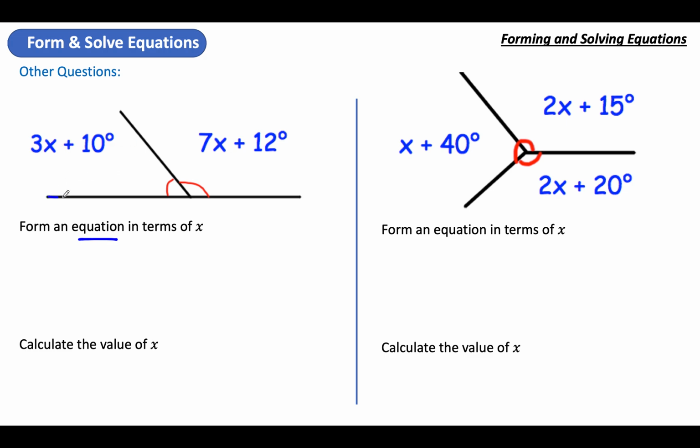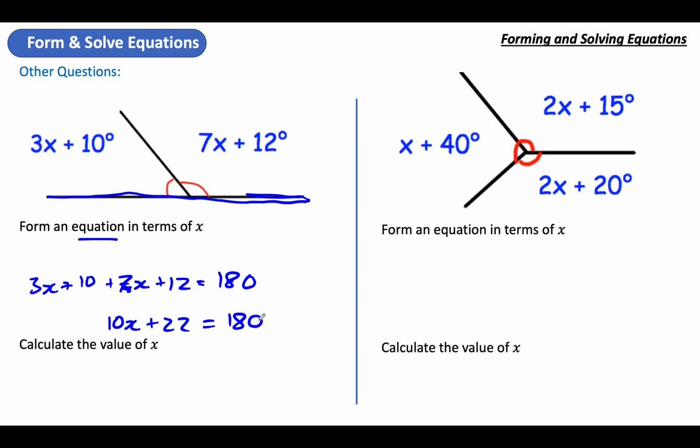These are angles on a straight line, or rather mine's a straightish line. And we know that when we add up the angles on a straight line, that's 7x there, 3x plus 7x plus 12, we get 180 degrees, because angles on a straight line equal 180. Now 3x plus 7x, 10x, plus 12, and that equals 180.